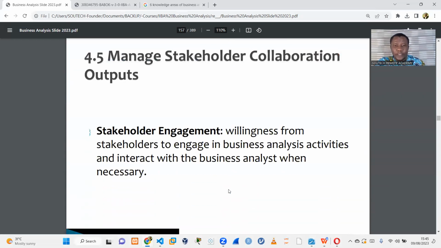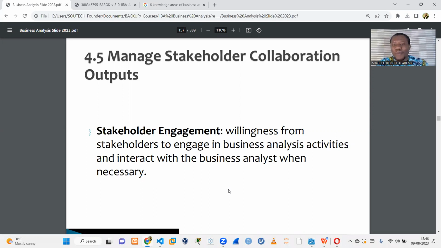So stakeholder engagement. So willingness from stakeholders to engage in business analysis activities and interact with business analysts when necessary. If you don't have an engagement, if you don't have a commitment, it's going to be difficult. Like I always say, you don't want to start a project, or you don't want to try to deliver value to your organization, and one of the first things you want to do is just take up the job, go deliver the job, and say, I am done, you want to hand over. It's going to be a disaster.